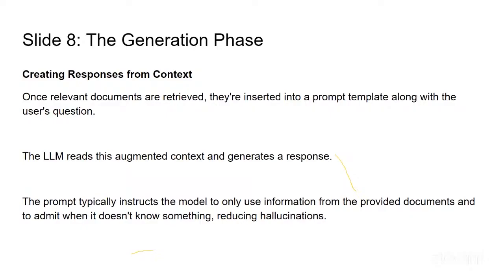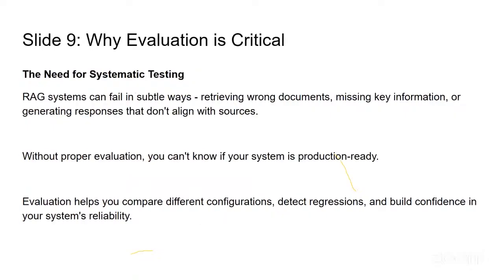This is an important aspect because in evals, we will check. In fact, we have various ways in which we check whether the output coming from the RAG system is correct or not by comparing it with various test cases. We will look at some of the strategies for how it is done. Why is evaluation critical? The need for systematic testing: RAG systems can fail in subtle ways, for example by retrieving wrong documents, missing key information, or producing responses that don't align with sources.